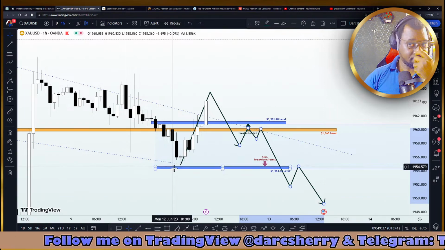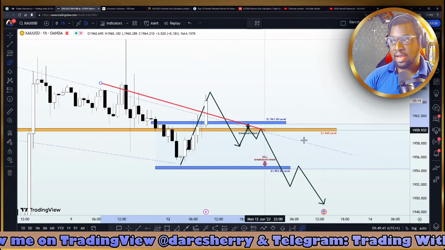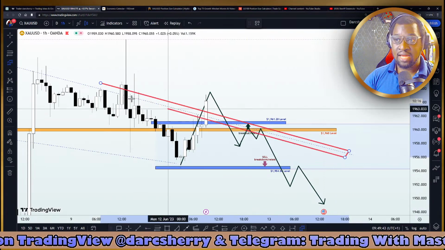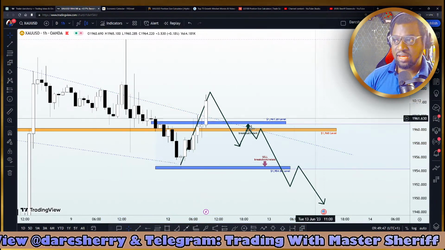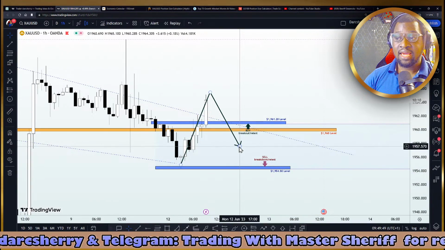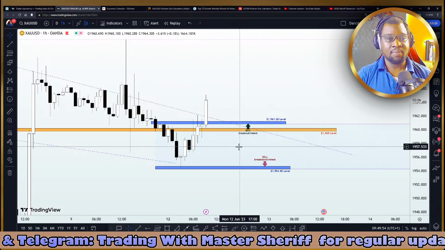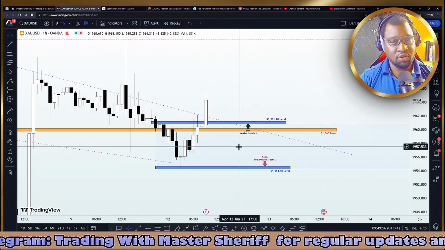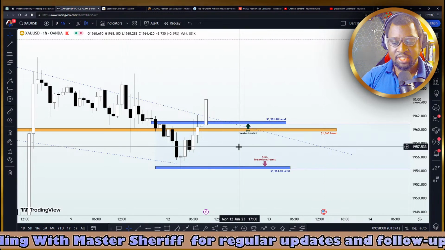And remember that this bearish trend line that we have here will continue to guide that bearish momentum to the downside. So these are my views here on the XAUUSD. Let's see how price action will play out in the next couple of hours. And trust me, I will be with you in the comment section of both my TradingView and Telegram platform to give you an update as at when due.